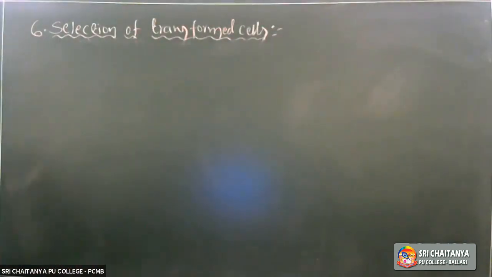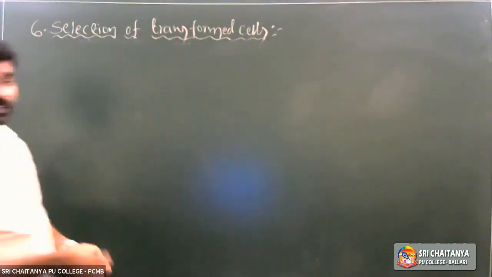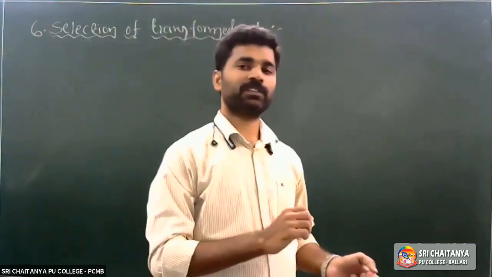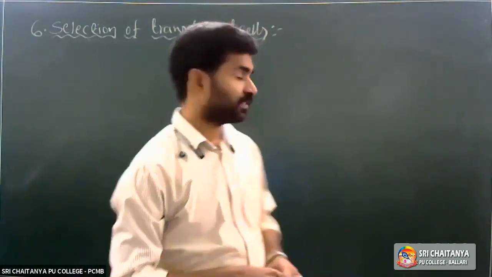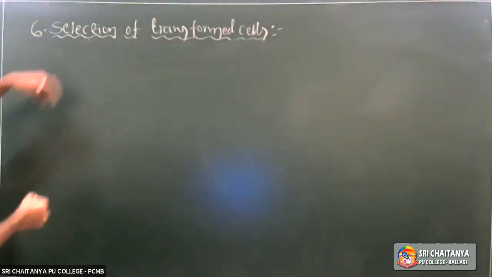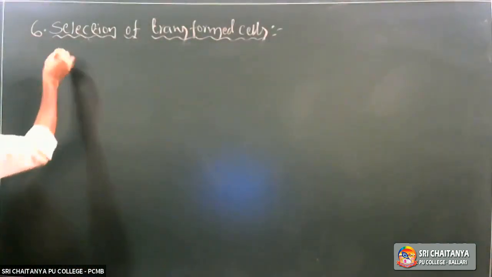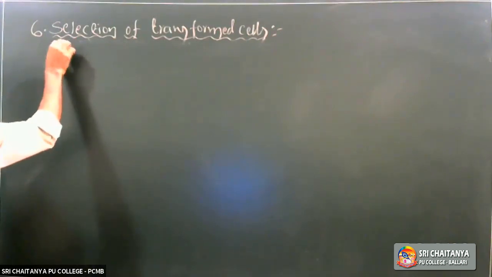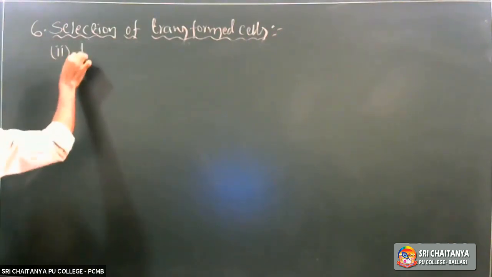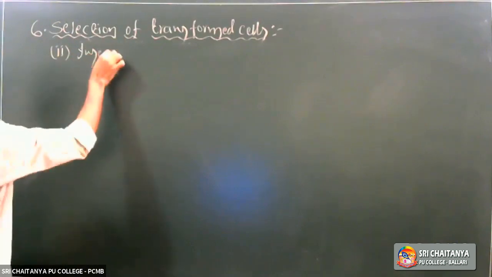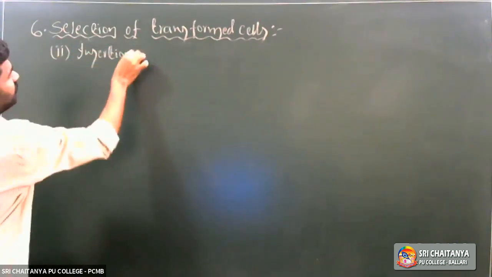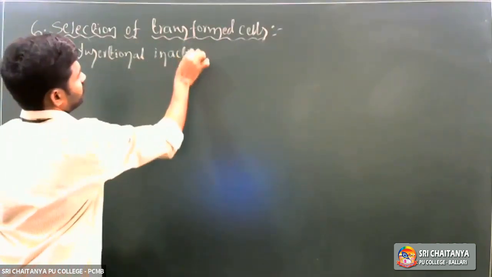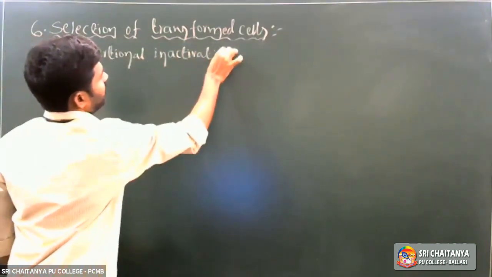For the selection of transformed cells from the non-transformed cells, or for the selection of recombinant cells from the non-recombinant cells, we are using another method, the second method, that is insertional inactivation.